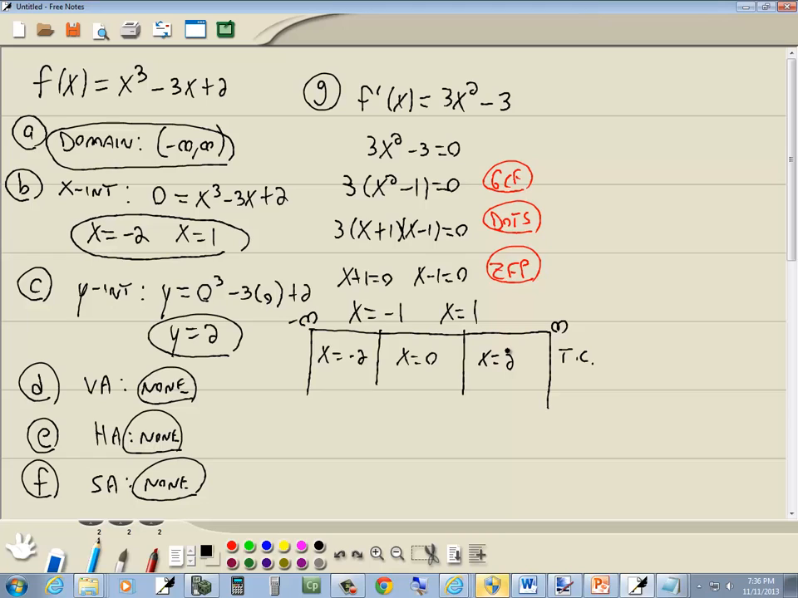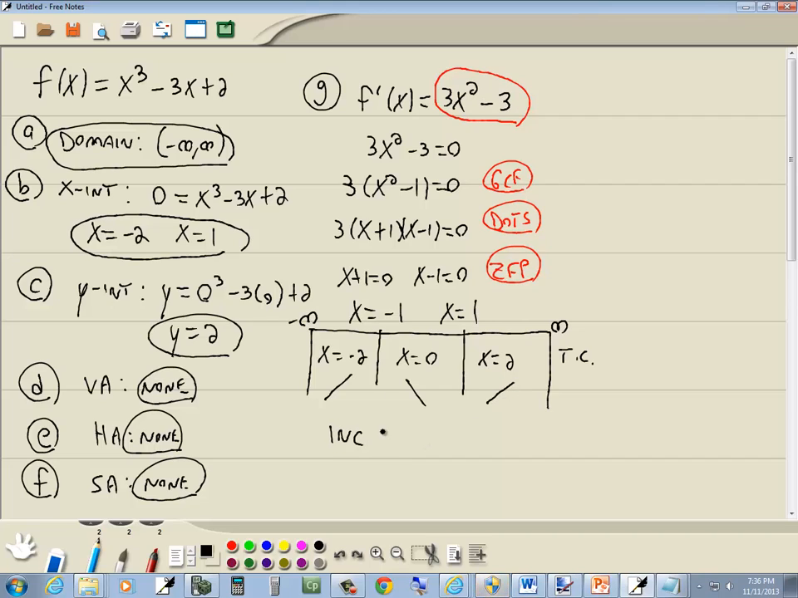Now we want to plug those into our first derivative. Our first derivative is right here. Well, if I put negative 2 in here, negative 2 squared is 4 times 3 is 12 minus 3 is positive, so this is increasing. If I put 0 in for x, 0 squared is 0 times 3 is 0 minus 3 is negative, so this is decreasing. If I put 2 in, 2 squared is 4 times 3 is 12 minus 3 is 9. It's positive, so it's increasing.